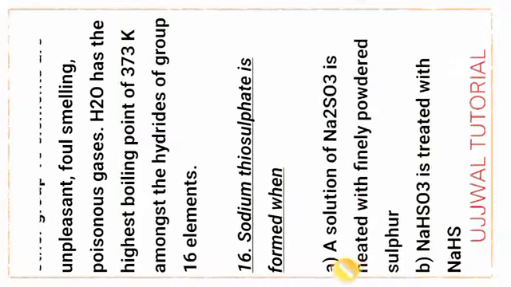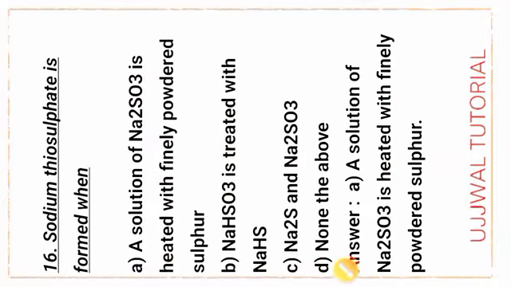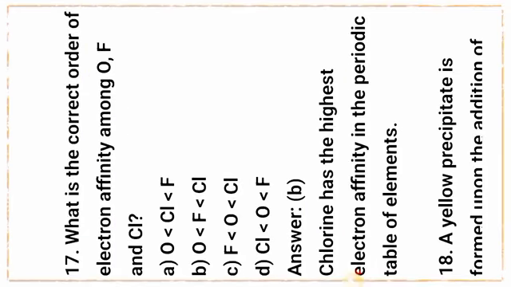Okay. Next question, question number 16. Sodium thiosulfate is formed when option A, that is a solution of Na2SO3, sodium sulfite, is heated with finely powdered sulfur.